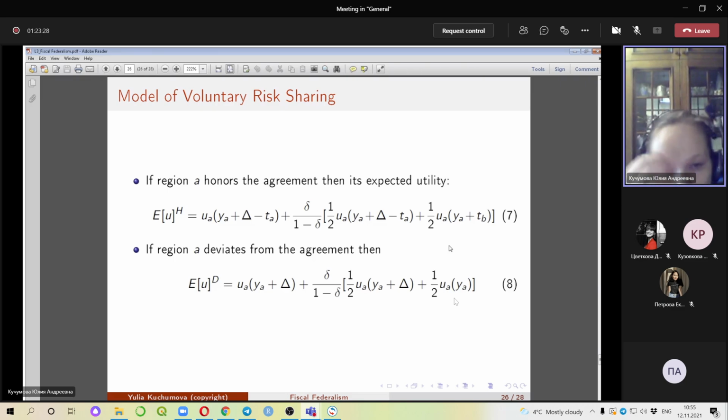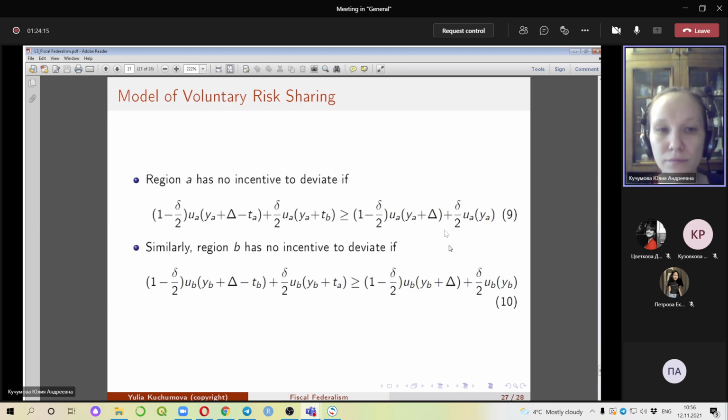Alternatively, the region's expected utility if he deviates is UA of YA plus delta, so he does not give any transfers now. But then in the future he is punished and there is no agreement, so what he gets is basically 1/2 UA of YA plus delta plus 1/2 UA of YA, right? And this is with coefficient delta divided by 1 minus delta, because this is in all future periods.